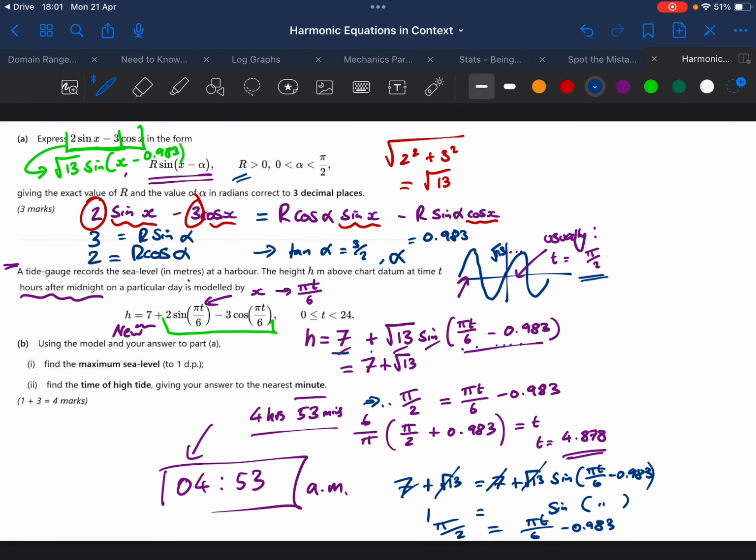Okay, so the main skills there, using the addition rules to write something in part A, and then embed that into something in part B and solve it. A very, very, very common question, this one here.